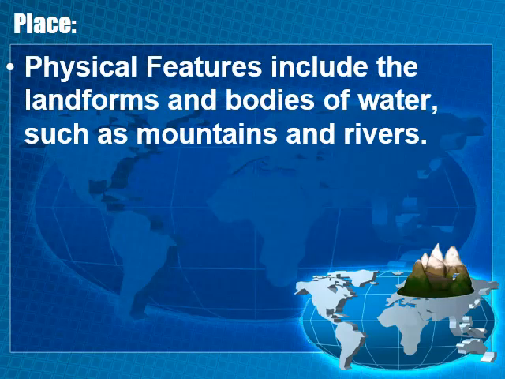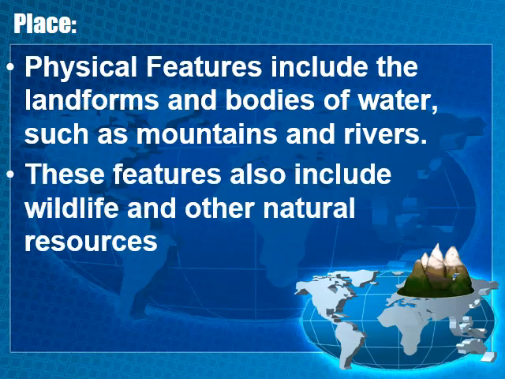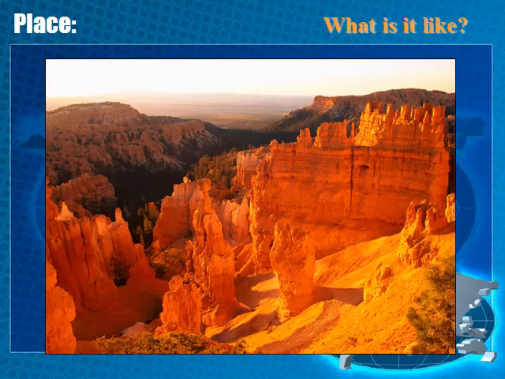So physical features include landforms and bodies of water like mountains or rivers. And these features also include wildlife and other natural resources. So place, if I were to say, what's it like? In this picture, I could talk about mountains. Over here, I could talk about valleys. I could talk about forest. Any of that would describe what's it like for this place.